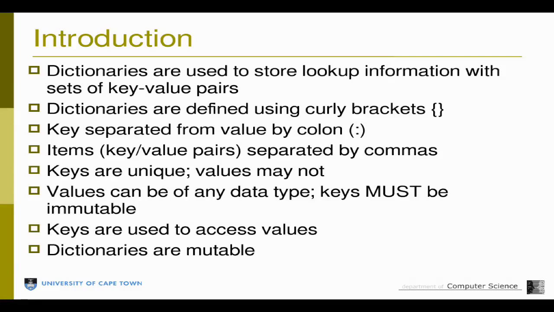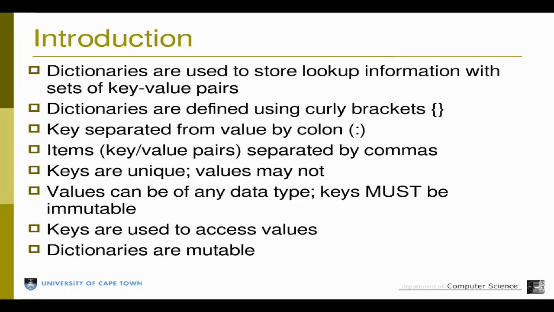a variable of type string can be a key. A variable of type number, an integer or a float, can be a key. But a list can never be a key, because we learned day before yesterday that lists are actually mutable. This is very important here. You can try these things out. I don't know if I have examples here. I hope I do.